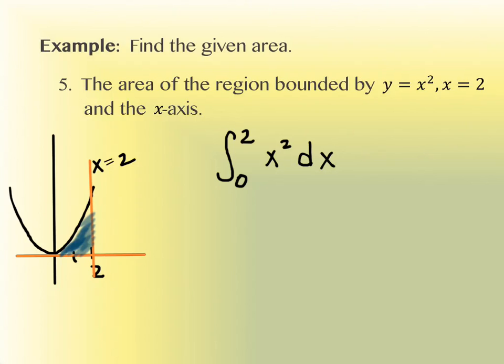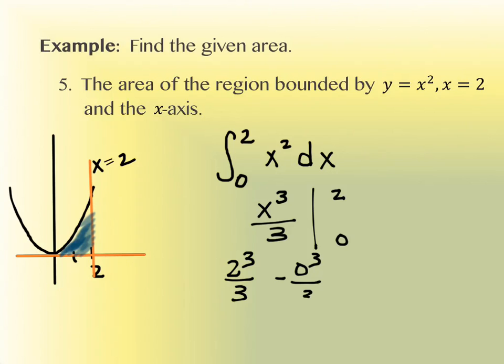Okay? That's easy to calculate. You guys know how to do that. What is the integral of x squared? What is the antiderivative of x squared? x to the third over 3, evaluated from 0 to 2. And if we evaluate this at 2, we get 8/3. If we evaluate it at 0, we get 0. So this is 8/3.